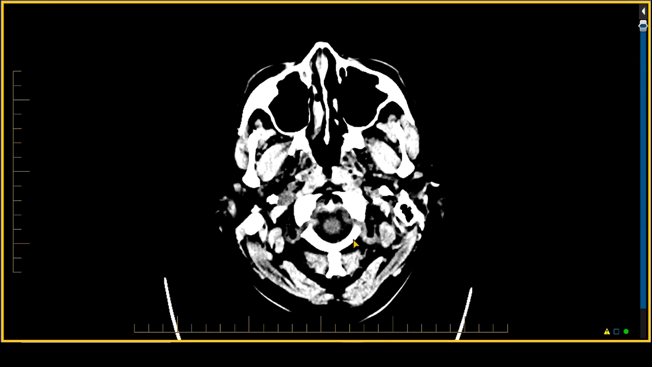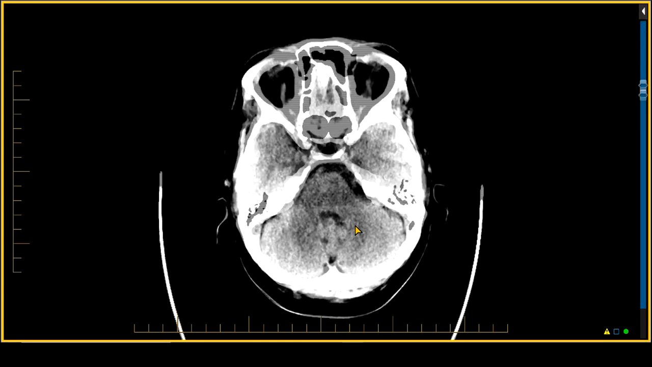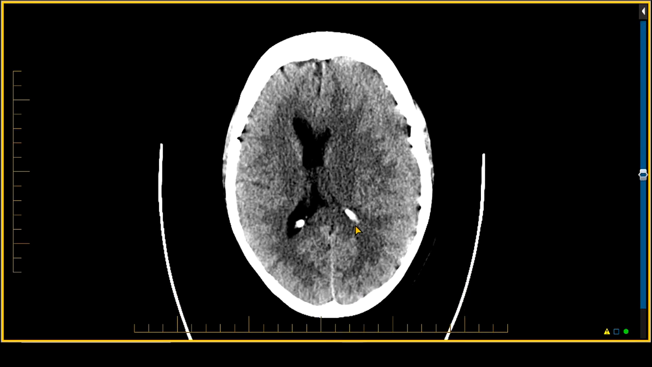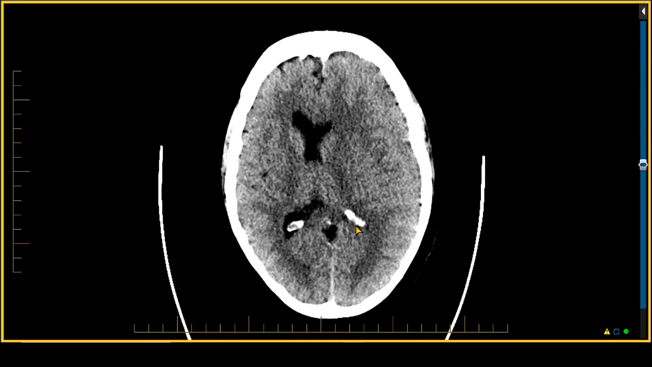This was a 44-year-old homeless person who was brought in by the police after loss of consciousness. As we scroll through this case, we see that there appears to be midline shift at the level of the septum pellucidum. Let's measure that. It measures 7 millimeters and therefore is significant left to right shift. The question is, what is the cause of that left to right shift?